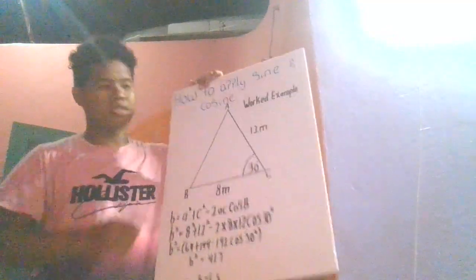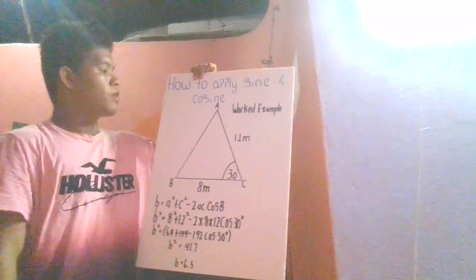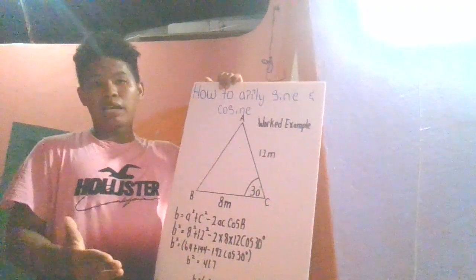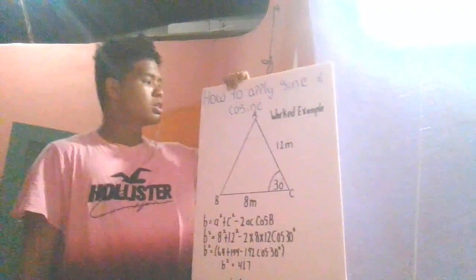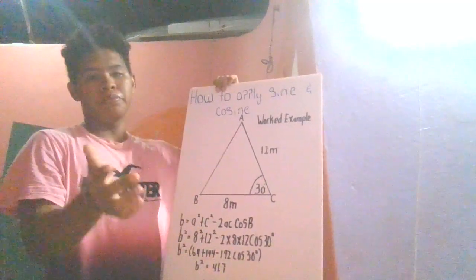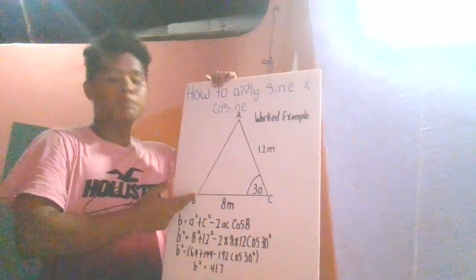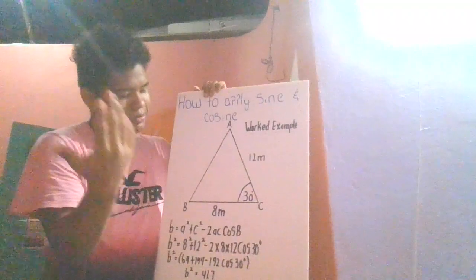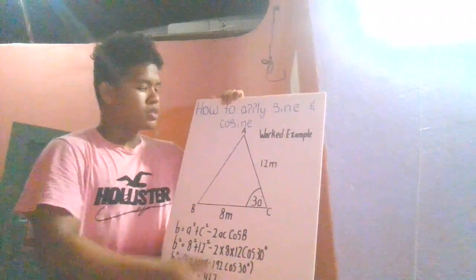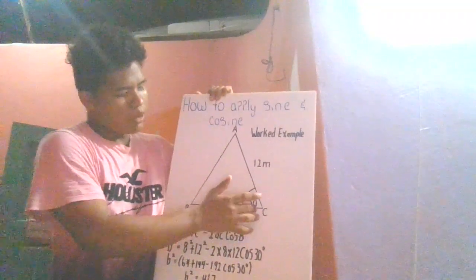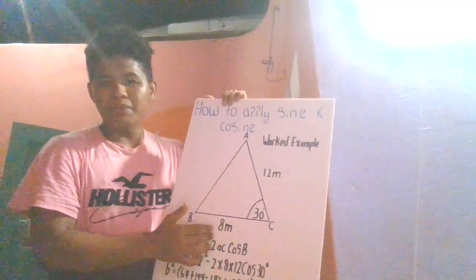So as you can see here, this is a worked example of the sine and the cosine rules. On a triangle, there's an A, there's a B, and there's a C. That is very simplistic to understand. So, we have a 30-degree angle here, and we have 12 meters here, and 8 meters.